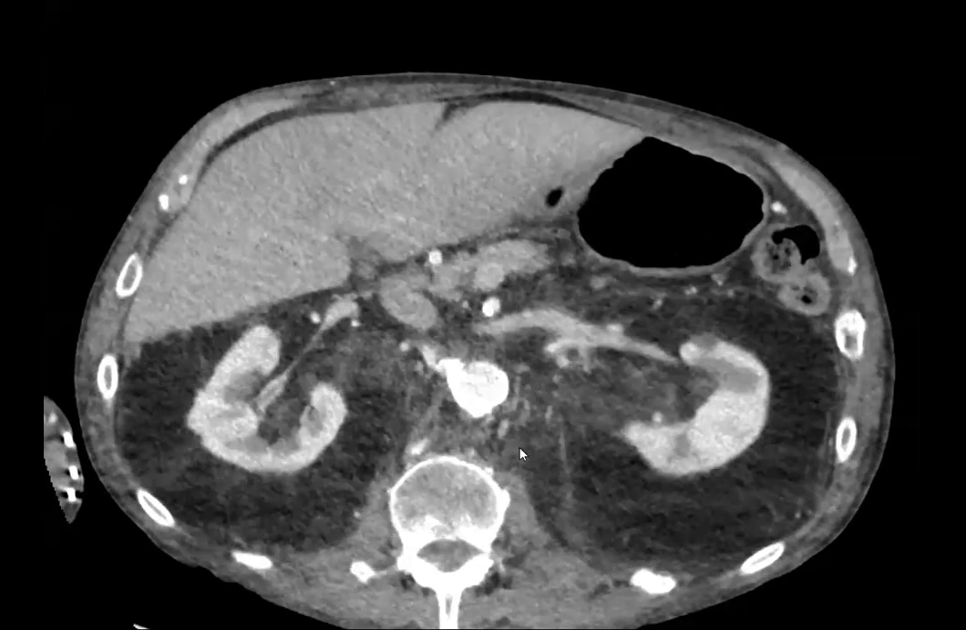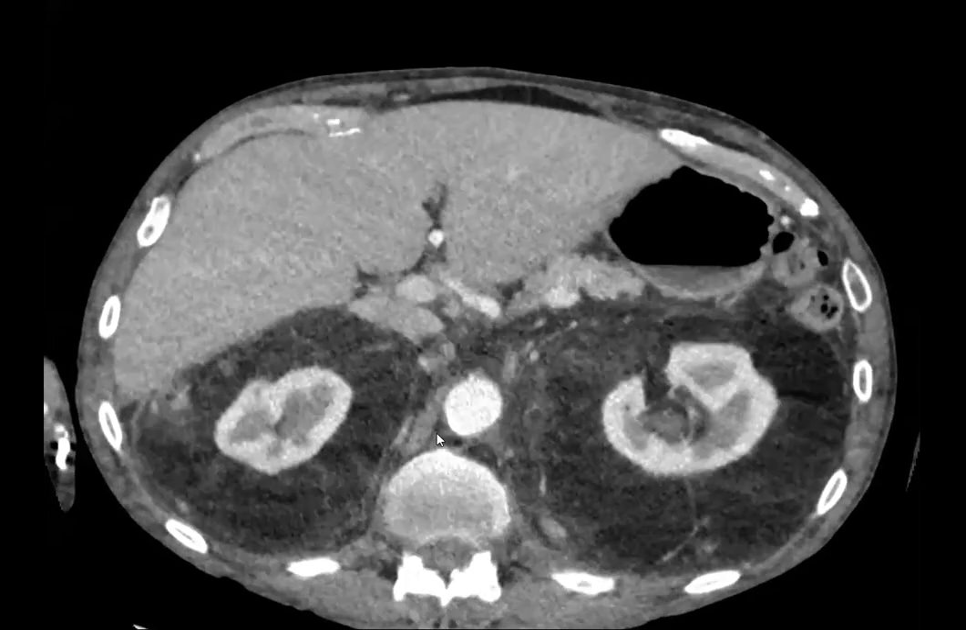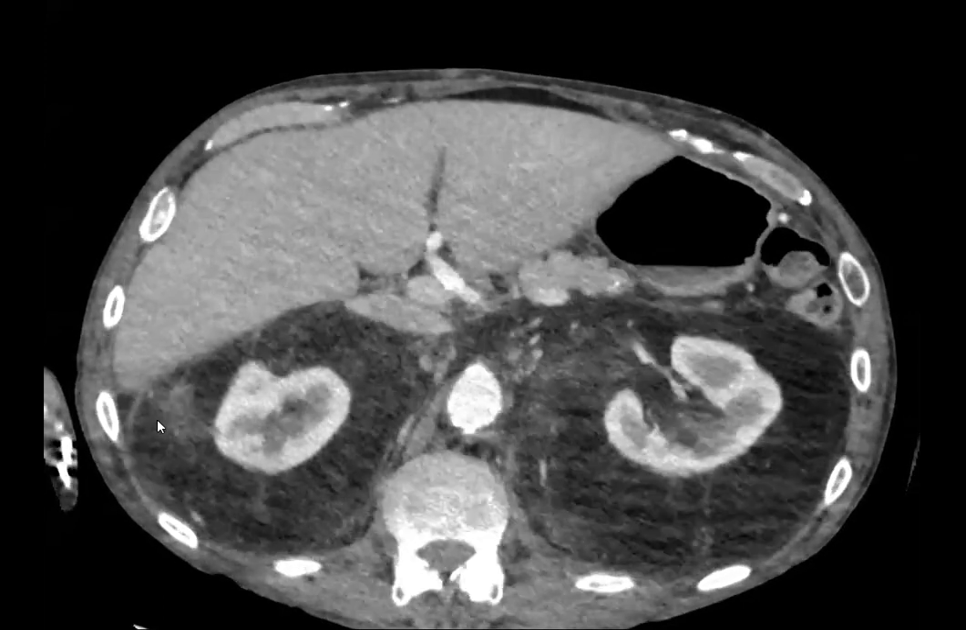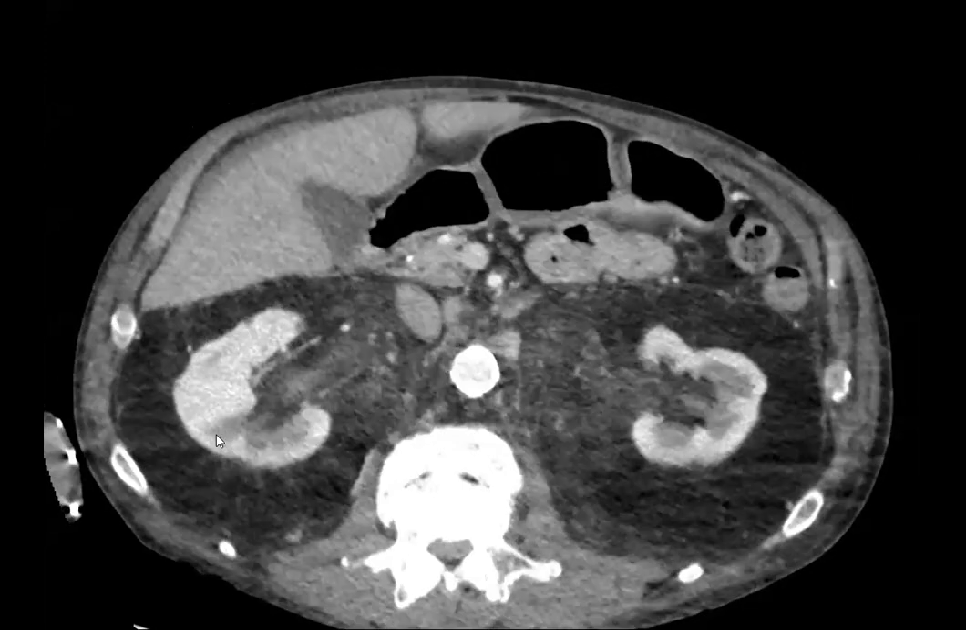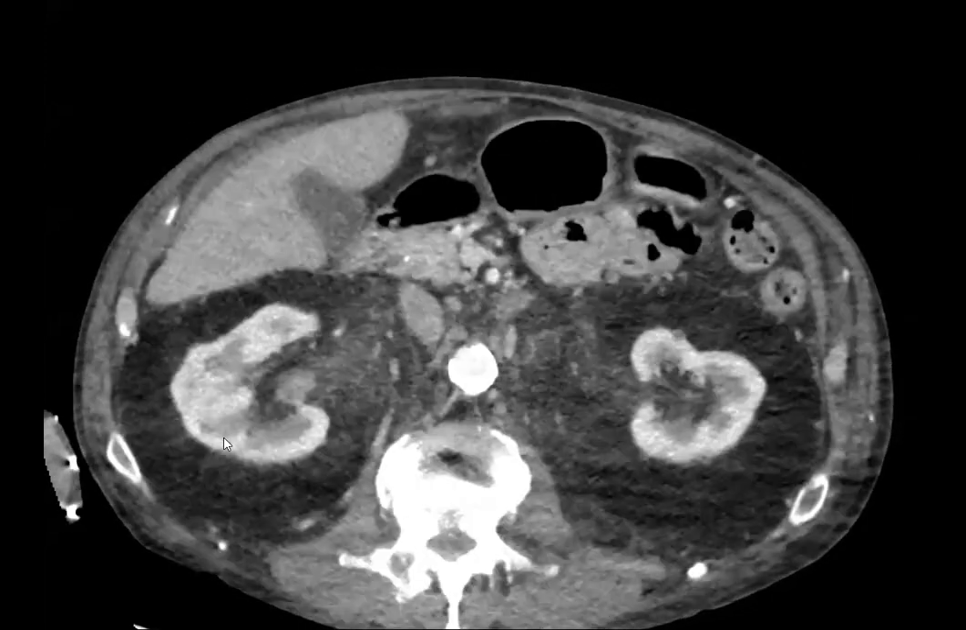Anything else? Can they phone a friend? Sure, Anu, yeah, tell me. Lymphoma, because it's so multifocal.